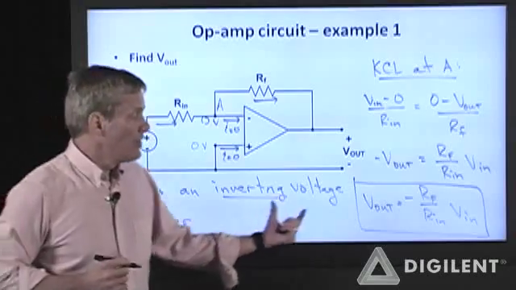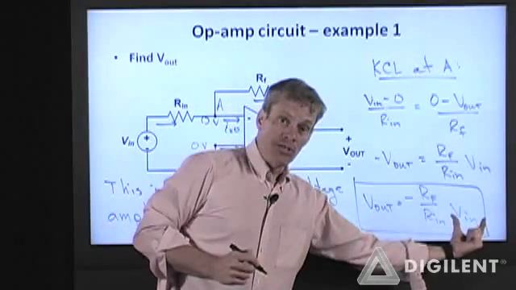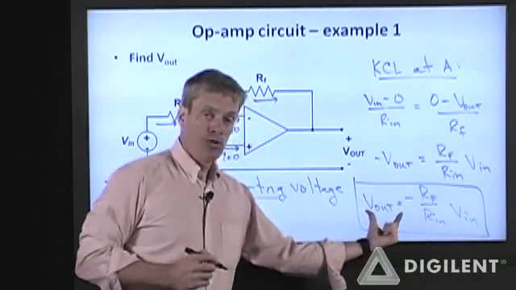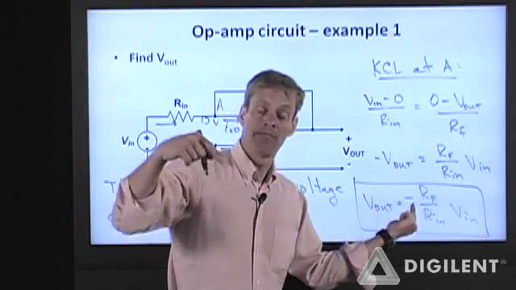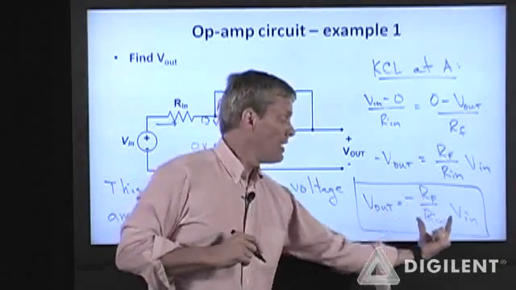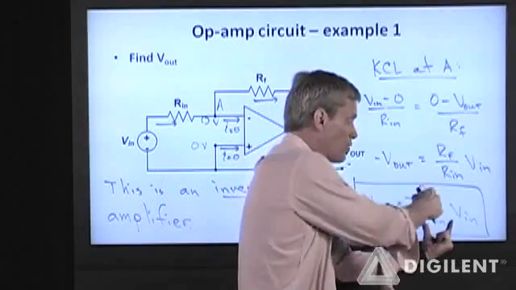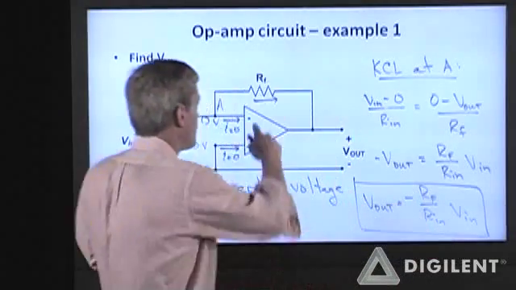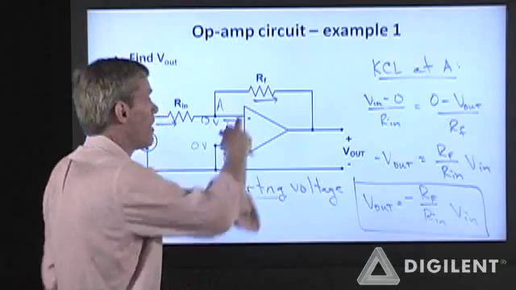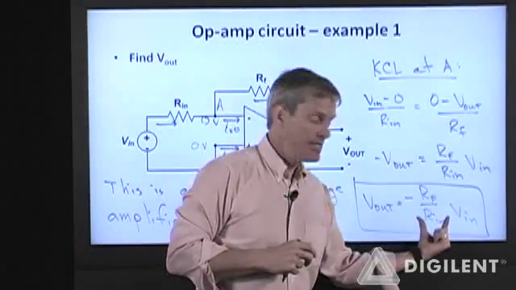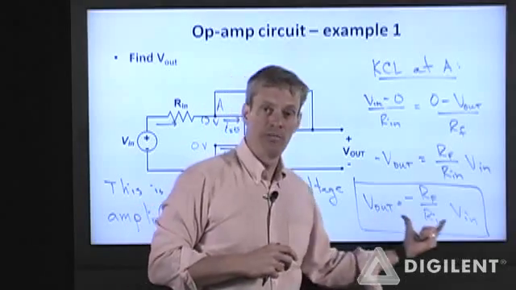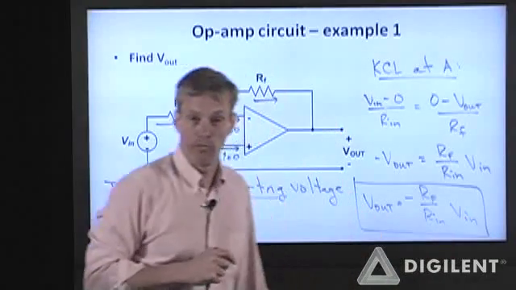Okay? It's amplifying voltage. You give it a voltage in, it gives you a voltage out. It inverts that. The voltage out you get is the negative of the voltage in. It is also amplifying that according to whatever you choose for RF and Rn. If RF is 10 ohms and Rn is 1 ohm, then this is going to be 10, and the output voltage is going to be negative 10 times whatever the input voltage is.